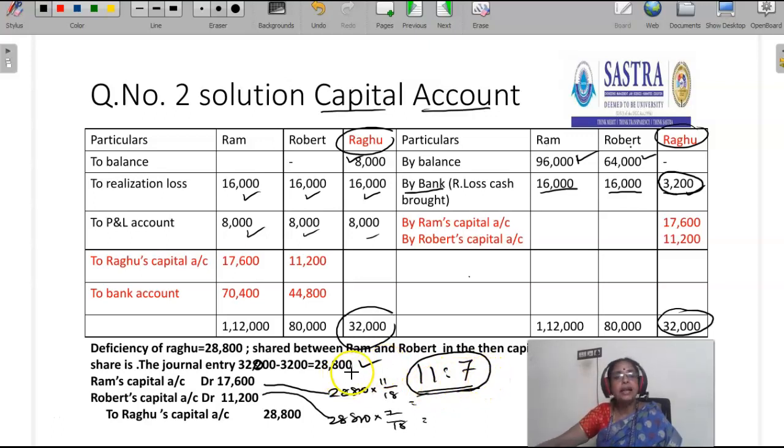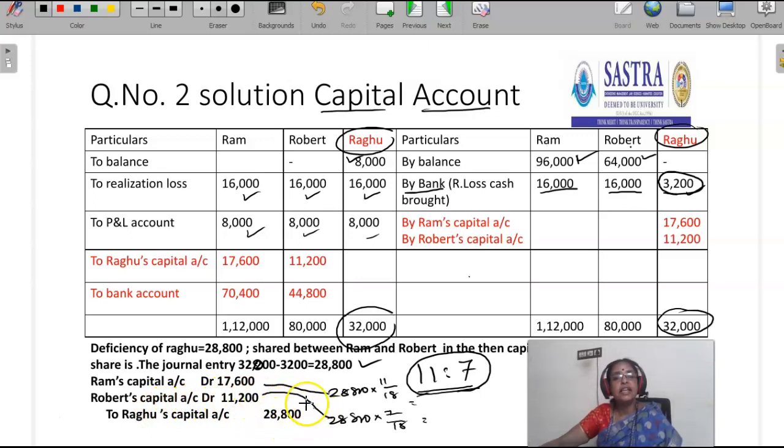So for the 28,800, the entry is solvent partners' capital account debit to insolvent partner's capital account. So Ram's capital account debit, Robert's capital account debit to Raghu's capital account. So 28,800 into 11/18 is 17,600. Then 28,800 into 7/18 is 11,200. So Ram has to bear 17,600. Robert has to bear 11,200.